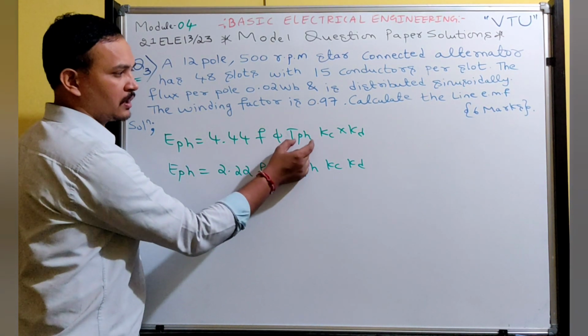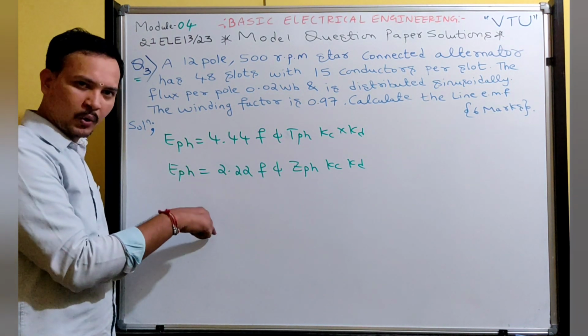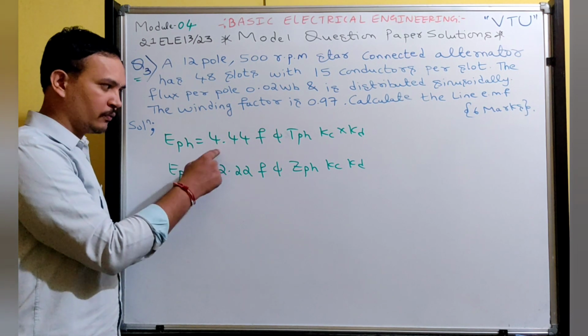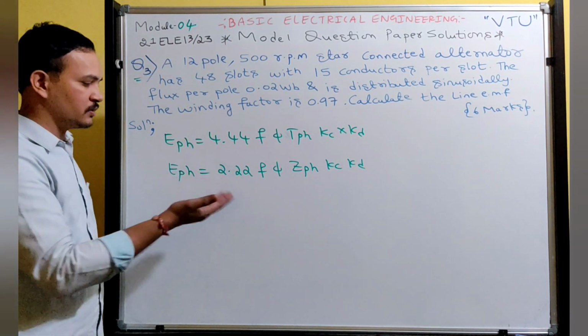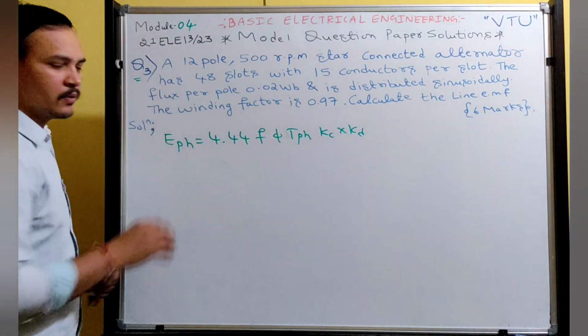Because to make one turn, I need two conductors. This equation is multiplied by 2. 2.22 into 2, you get 4.44. That's it. That's why I am going to erase this one, because I am solving the problem with this formula.